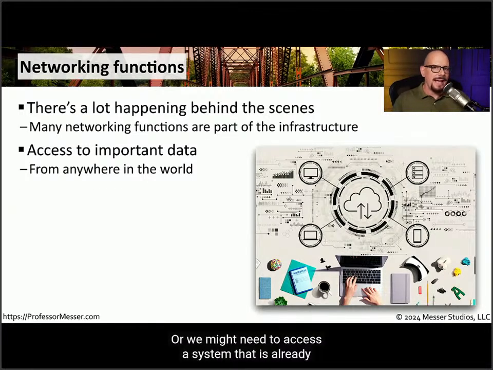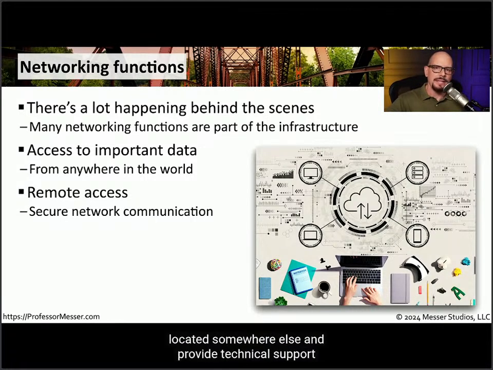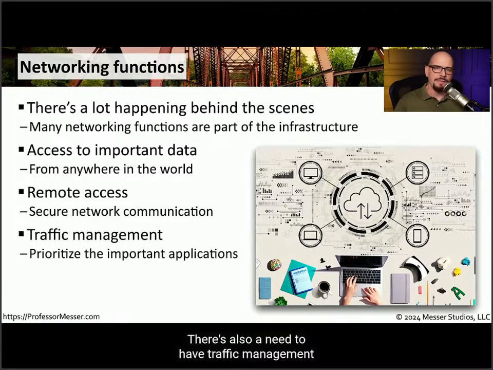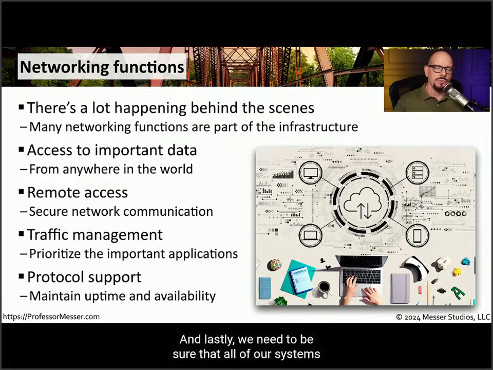Or we might need to access a system that is already located somewhere else and provide technical support or be able to share a screen. There's also a need to have traffic management on our network so that certain applications have a higher priority than other applications. And lastly, we need to be sure that all of our systems are up and available, and it may take specialized protocols to make sure that that occurs every step along the way.